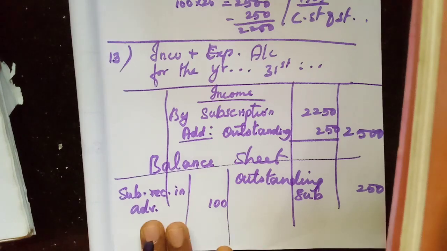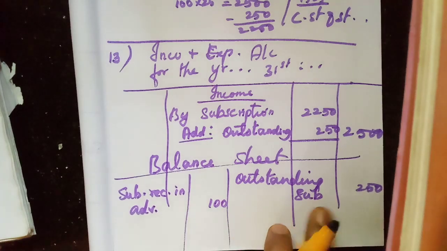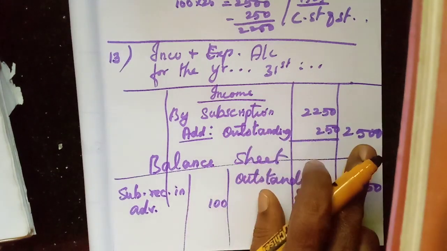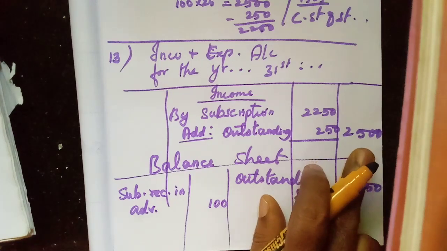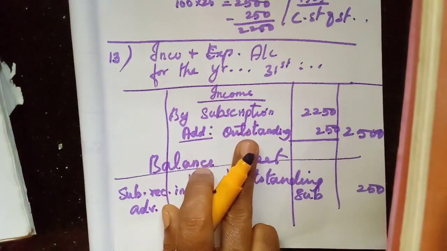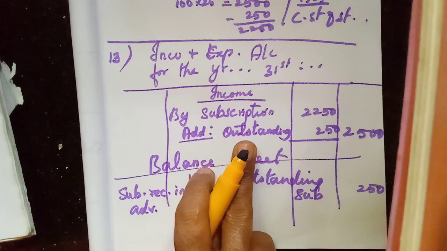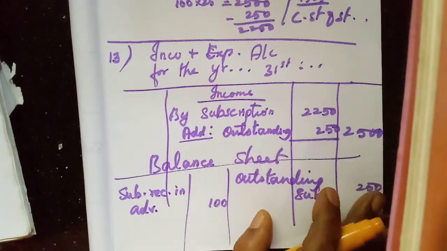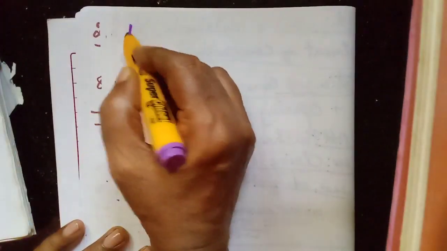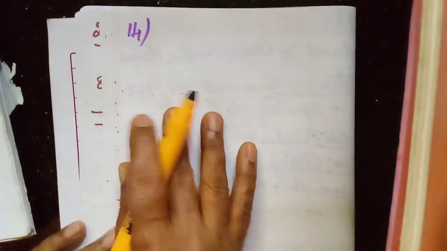This is a liability, and outstanding subscription is an asset. Here that year's 2,500. We should not simply write outstanding, we want to show how much we have received, and add the outstanding we have shown. Now we will do the 14th one, that we have learnt now about the consumable items.